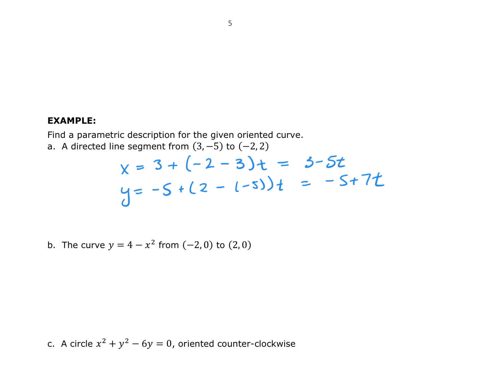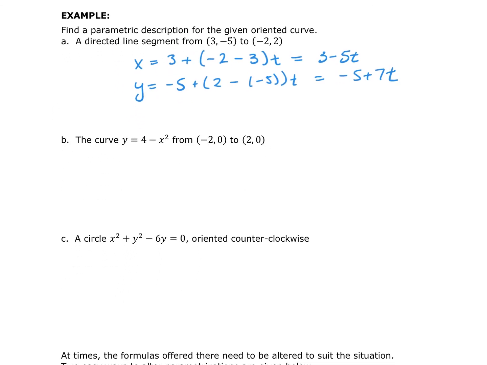Now, what about the curve? Well, for the curve, the easiest way to do this is to say we have x is equal to t. That gives me y is equal to 4 minus t squared. That is the easiest way to do it. Now, what about the orientation, or the restriction on t? Well, if x is equal to t, that means t has to run between negative 2 and 2. Oh, and this one up above, it's a directed line segment. We have that restriction on t.